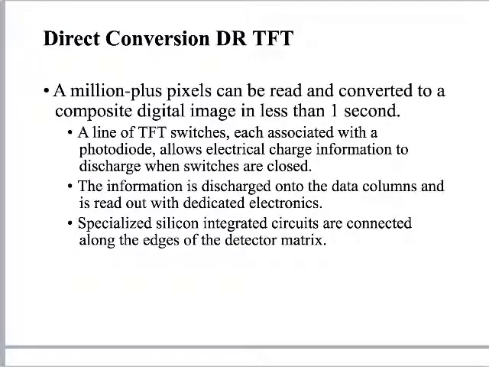So 1,000,000 plus pixels can be read and converted to a composite digital image in less than a second. That's what's happening every time you take a picture with your phone or every time you take an X-ray with a DR system. It's reading out millions of hits, right?